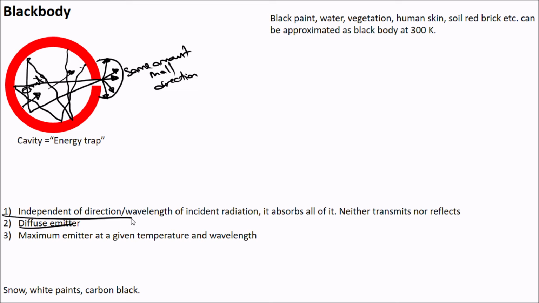And independent of this, we have the first property, the second property, and the maximum emitter, because here it emits all of the radiation, and we have one small hole. There is a possibility that all of the emission will happen from this hole at the same amount, with the maximum amount too.